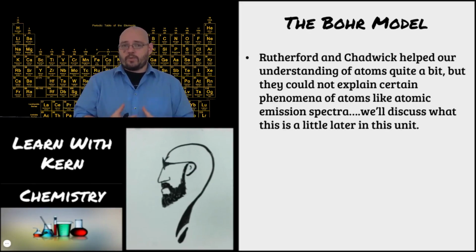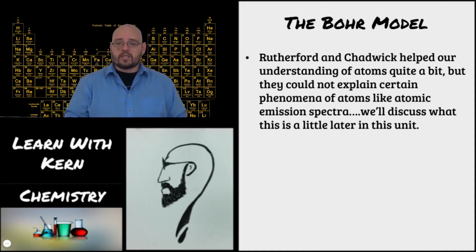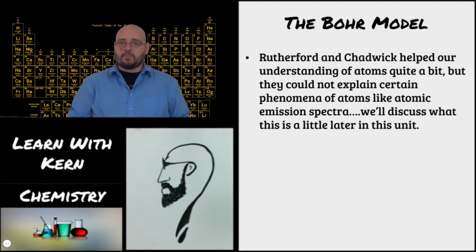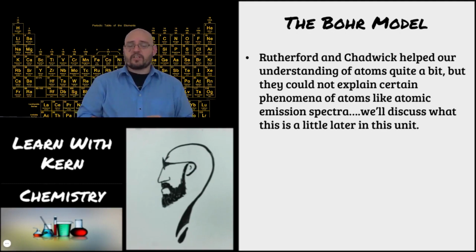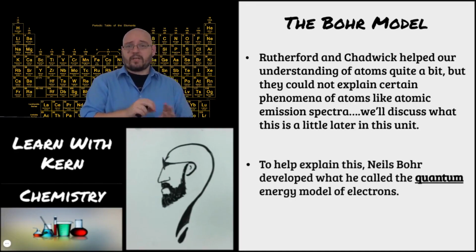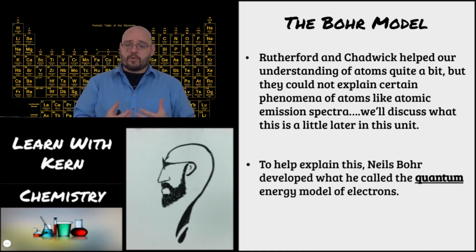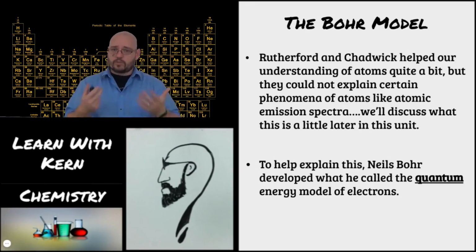What they could not do, though, is explain some of the behavior of atoms that we were discovering, something called atomic emission spectra. Atomic emission spectra is the way that atoms give off light. We're going to talk about that more in a couple of days, and we're going to do a really cool experiment with that. But we're going to discuss that a little bit later. So to help explain this atomic emission spectra, Niels Bohr developed his quantum energy model of electrons. He called it his quantum model.